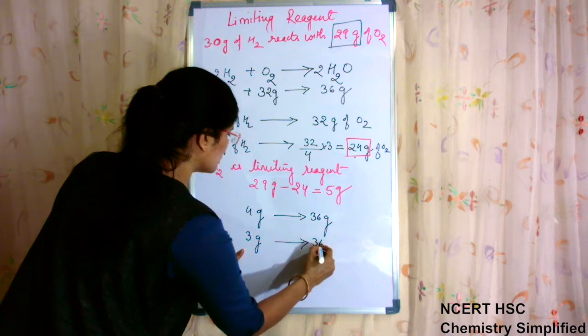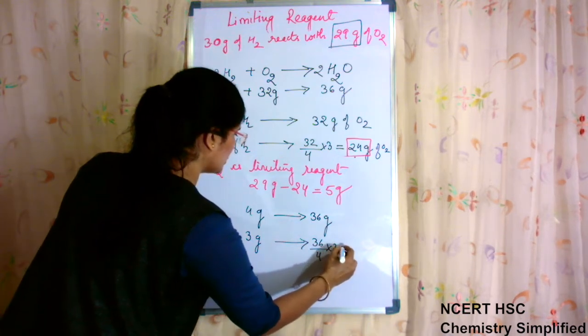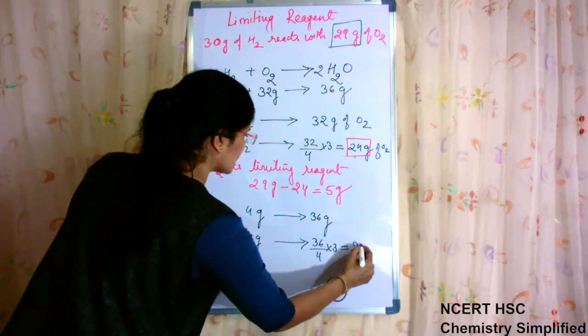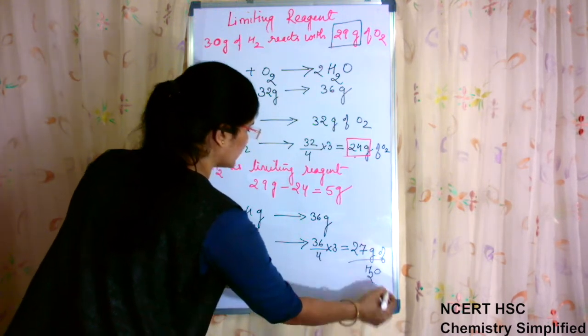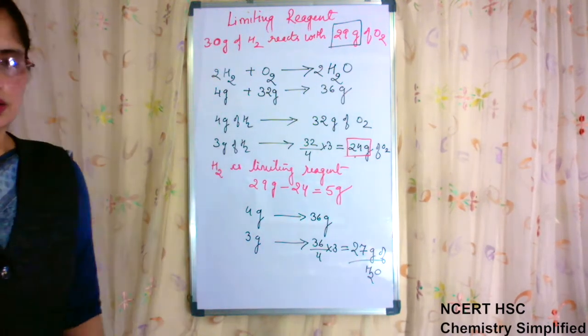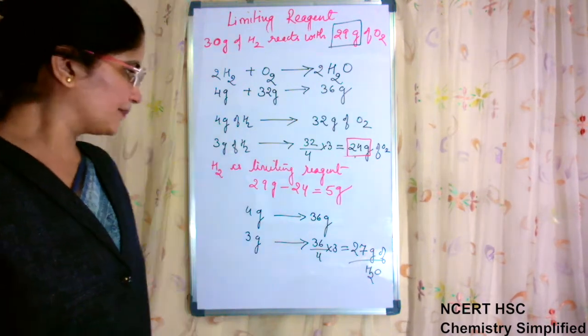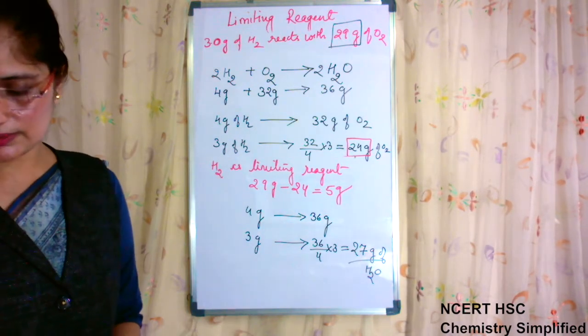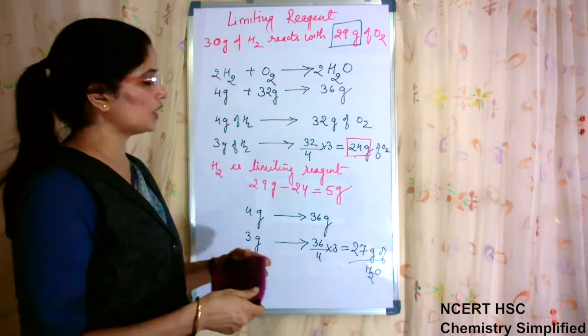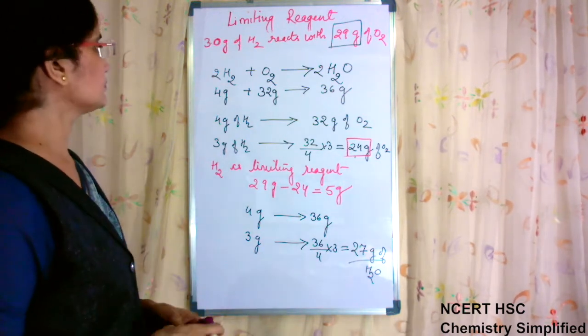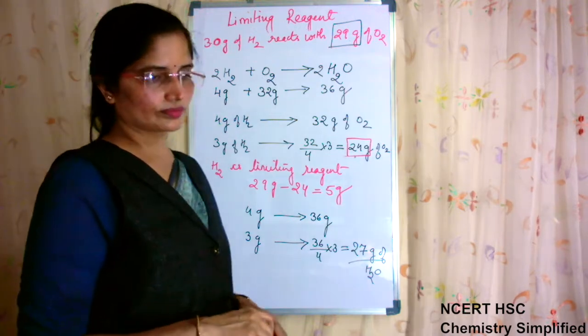It will produce 36 by 4 into 3, that is 27 grams of water. So the amount of water produced will be 27 grams. Okay. So these are the type of questions for limiting reagent. Clear?